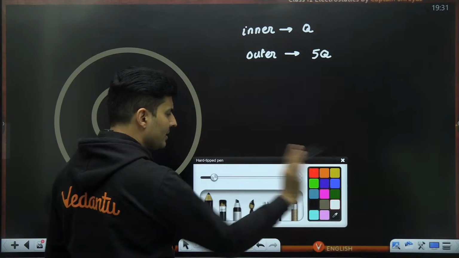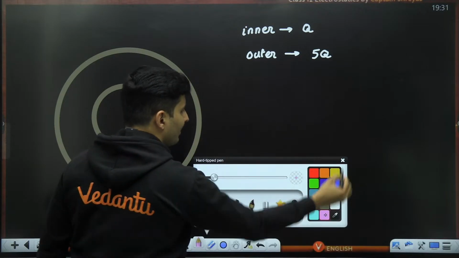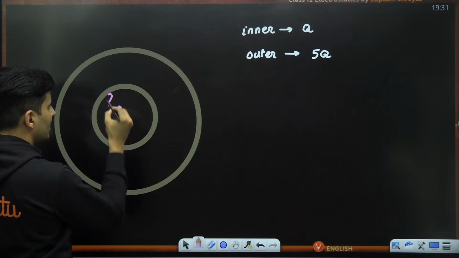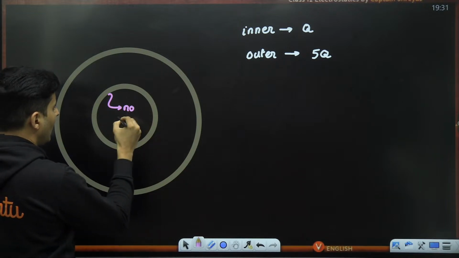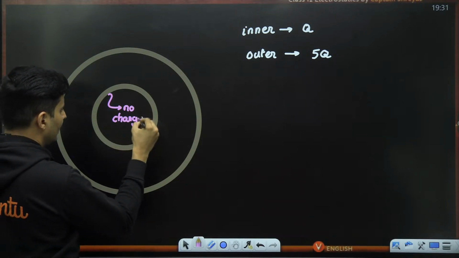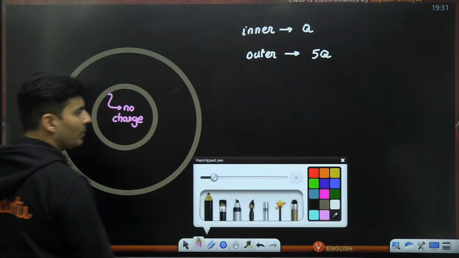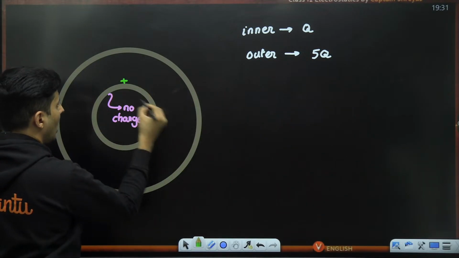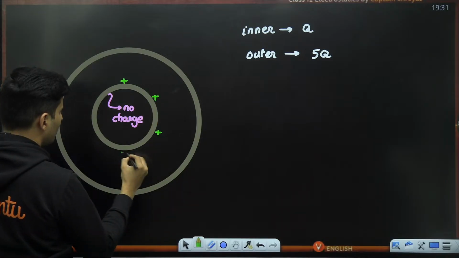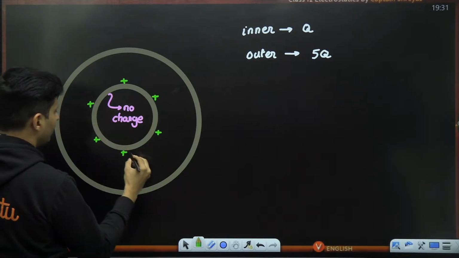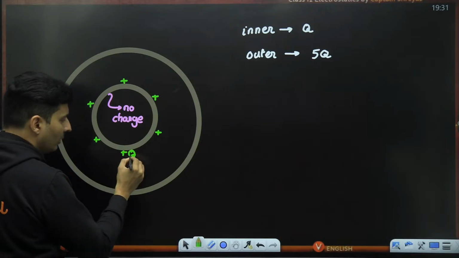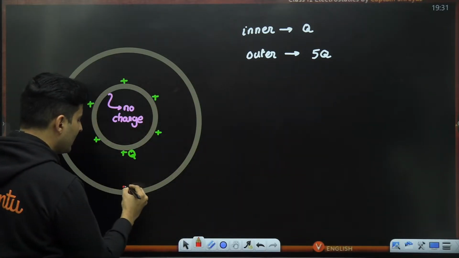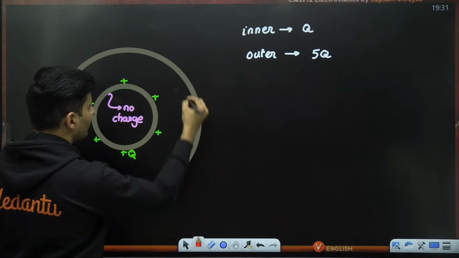Well, simple. First of all, the innermost region has no charge. So this inner shell's inner surface will anyway have no charge on it. If there was a charge, it would develop an equal and opposite charge. So all that charge Q should be on the outer surface of the inner shell. The moment you have this, the exact opposite side should have an equal amount of negative charge.